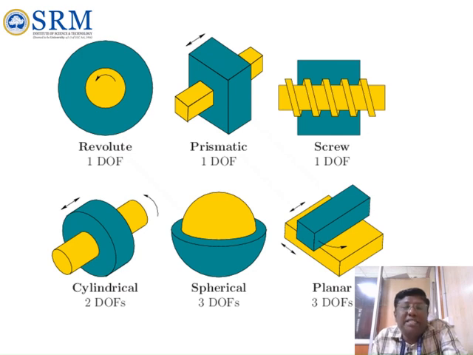And spherical means this component can rotate about x, y and z. 3 axes it can rotate. So it is a spherical component. And planar is 3 degrees of freedom. This component can rotate about the base, and it can also move in linear ways. It can move in the x and y direction, as well as the lateral direction. So 3 degrees of freedom. From this diagram you can understand how it can move. Accordingly, the degrees of freedom is defined.